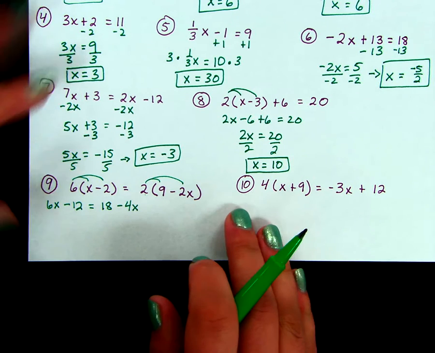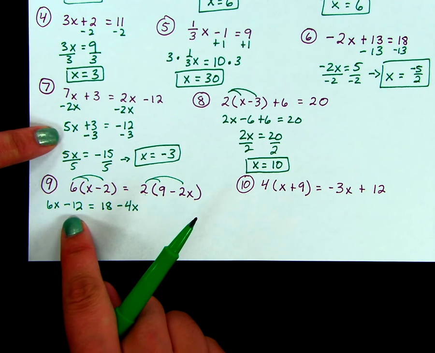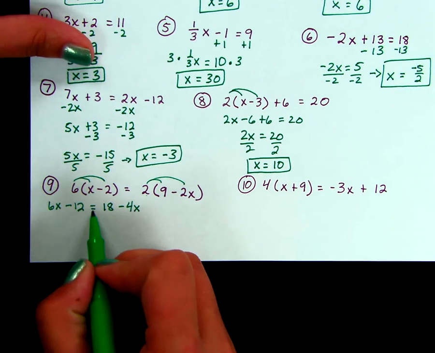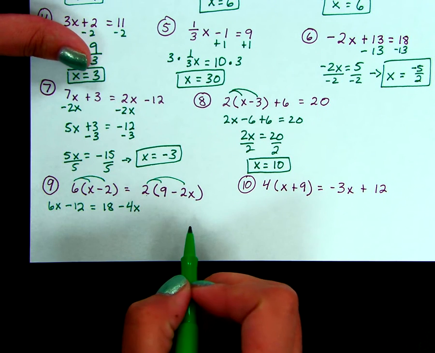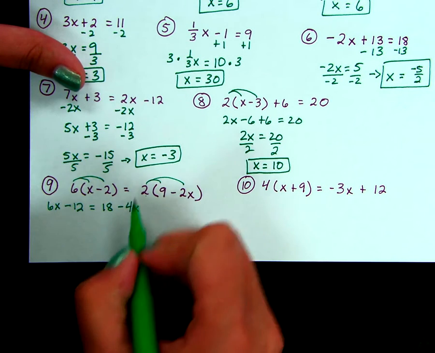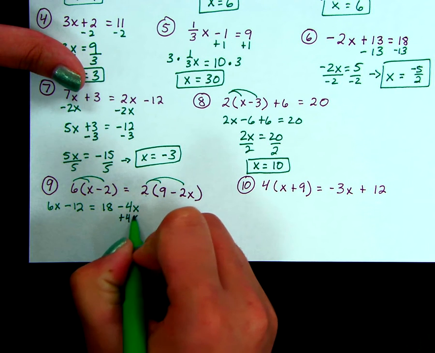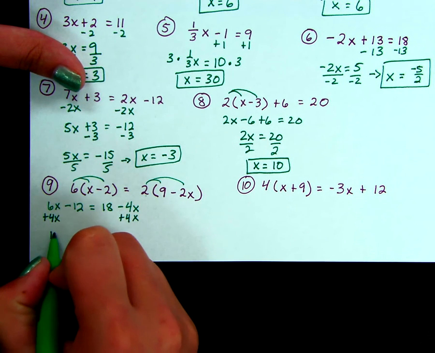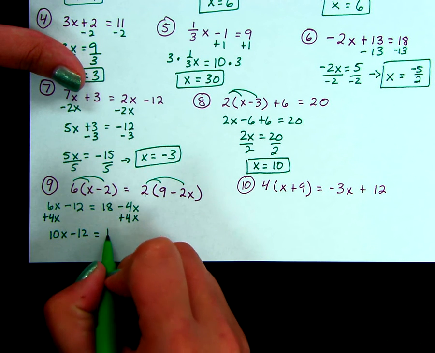So now just like up in problem 7, we have an x on each side of our equal sign. So that means that we want to put our x's on one side, numbers on the other. So again, we're moving things across this equal sign. So we have to undo them when we do that. We can't just combine as is. So now I'm going to move my 4x over to the left side by adding it, since it's subtraction. So now we have 10x minus 12 equals 18.